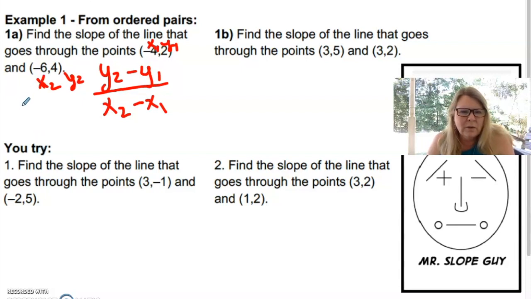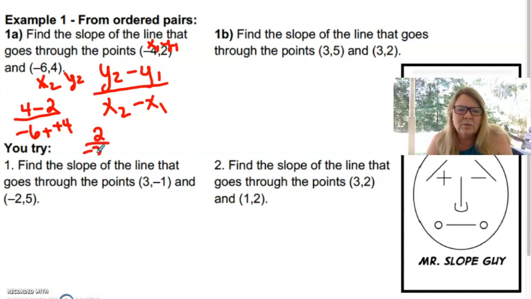So when we look at this, this would be 4 minus 2 over negative 6 minus a negative 4. Don't forget, where people mess up in this is they forget that minus a negative makes it plus a positive. So we would have a positive 2 over a negative 2, which would be equal to a negative 1. So the rate of change, or the slope, would be negative 1. It would go down 1 and over 1, and that means that it would be going downhill when we graphed it.